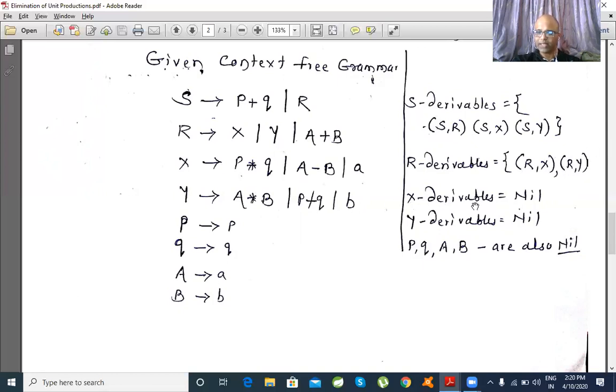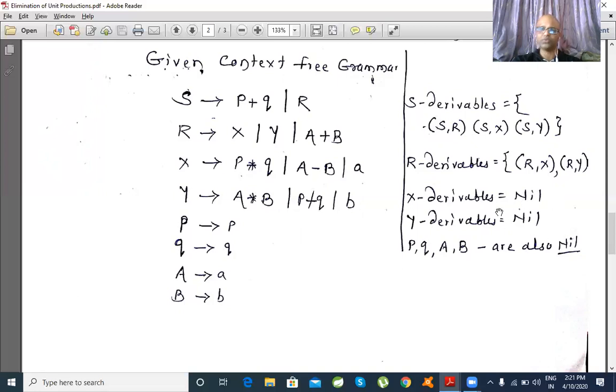Now what about X? For X, Y, P, Q, A, B, we won't have any unit productions. We can check X doesn't have any production with a single non-terminal on the right hand side. The same is the case for Y. P, the same. Q, it is all terminal symbols we have. So these X, Y, P, Q, A, B derivables are considered to be null.